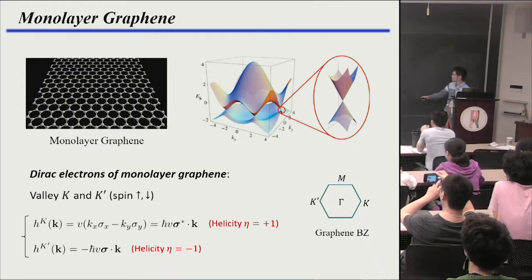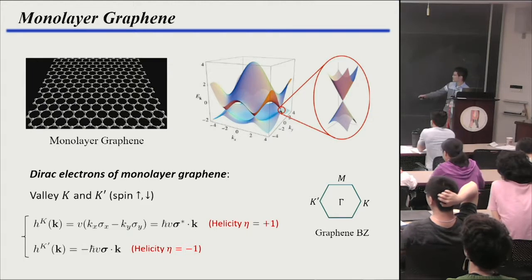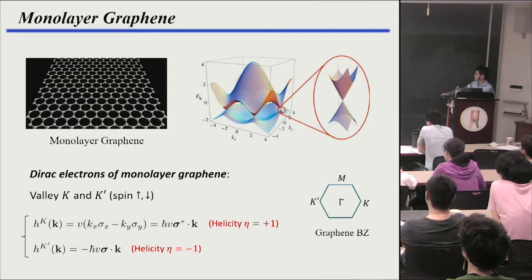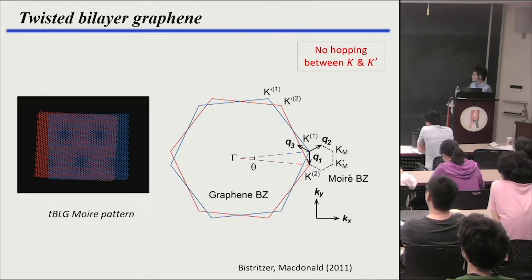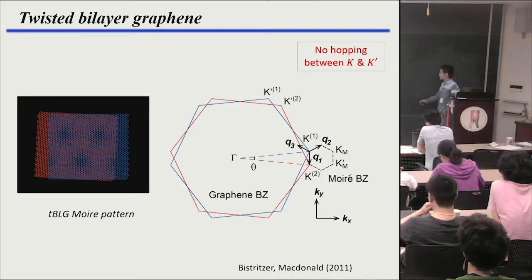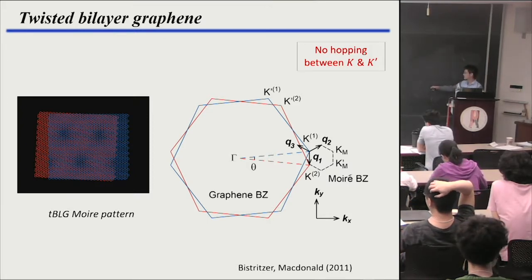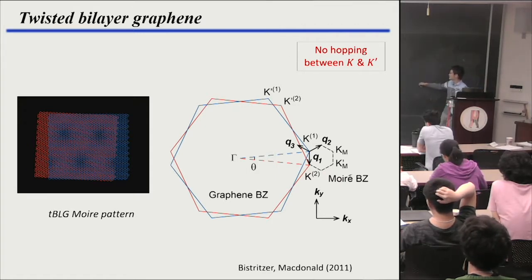Here, if you look at the Dirac fermions at these two different valleys, they have opposite helicities. Helicity you can define as the winding of the coefficients of sigma x and sigma y in the effective Hamiltonian. If it's a minus sign here, I call it helicity plus one, and the opposite, I call minus one. So in monolayer graphene, these two valleys always have opposite helicities. A twisted bilayer graphene is basically you just stack two of them. As a result, the Brillouin zones of the two graphenes are slightly rotated from each other. These two Dirac fermions at the same K valley are nearby, and you can show their couplings are the strongest. You can basically ignore the hoppings between this valley and that valley.